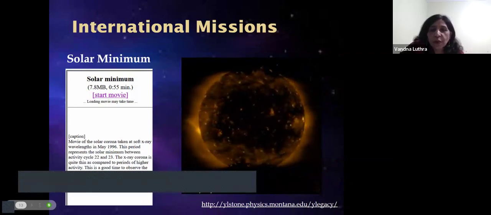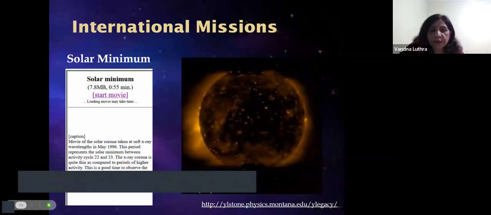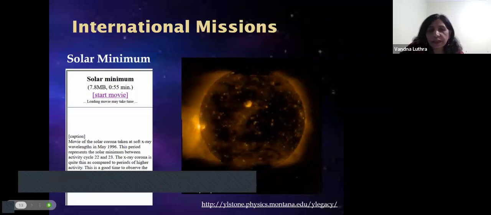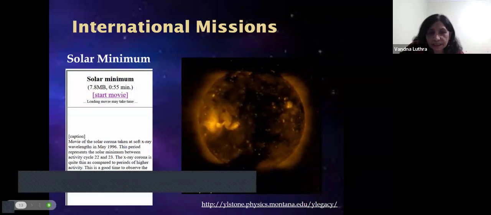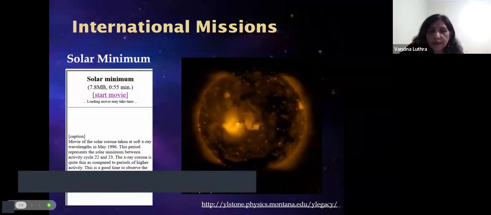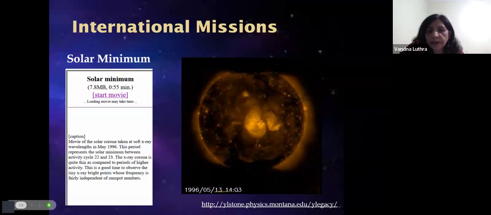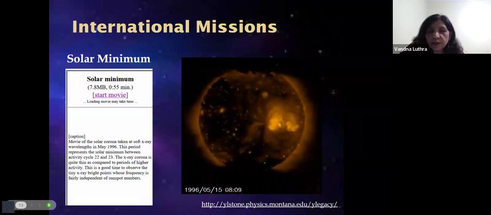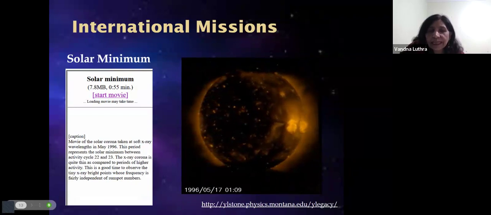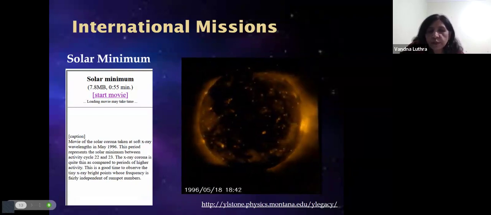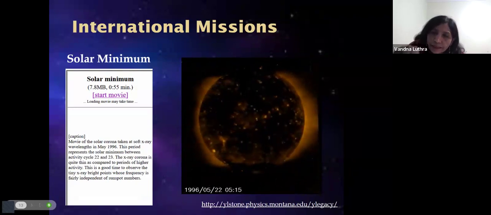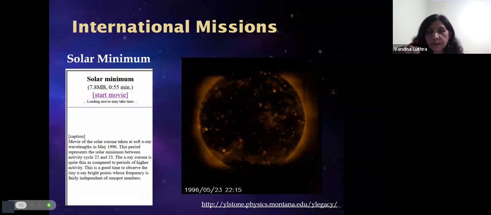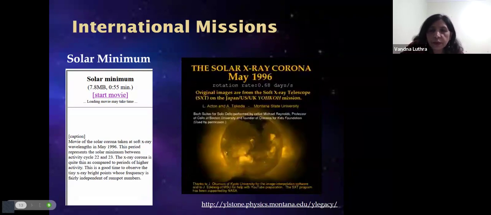So one can see here a solar minimum between activity cycles 22 and 23. It was taken at soft X-ray wavelengths in May 1996. The X-ray corona is quite thin as compared to periods of high activity, and it is a good time to see the tiny X-ray bright points, whose frequency is fairly independent of the sunspot number. So a thin layer of corona is visible in this case as compared to the one with higher activity.